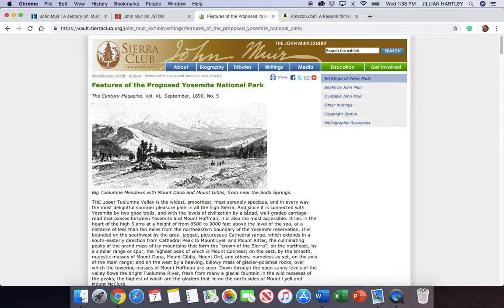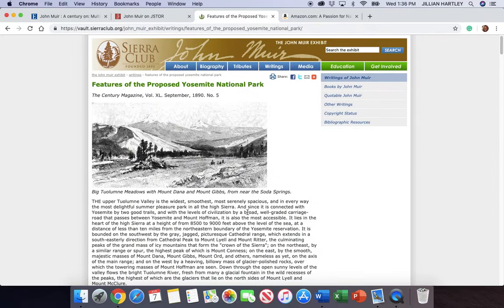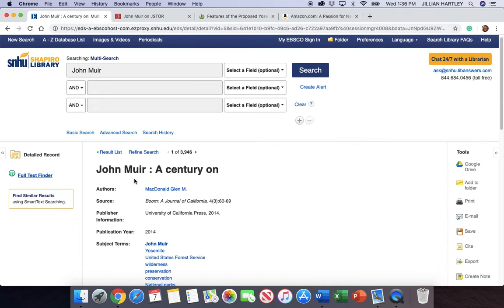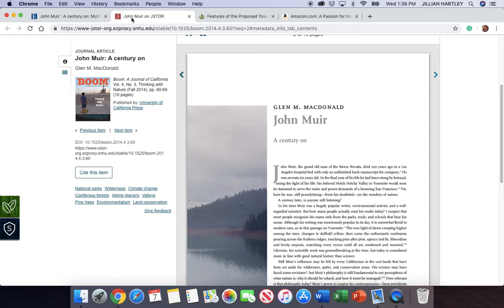Now, you do need 4 primary sources. For the secondary sources, you're going to need to rely on scholarly sources. So I highly recommend that you use the Shapiro Library to find scholarly articles. I have an example: in the Shapiro Library, I searched for John Muir, and I was able to bring up this article written by Glenn MacDonald about Muir that was published in Boom, a Journal of California.